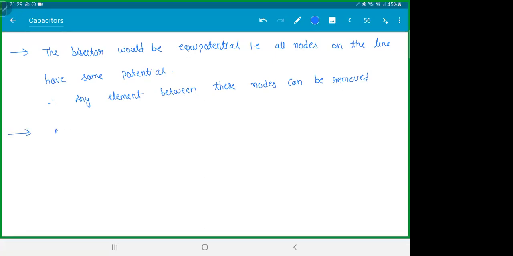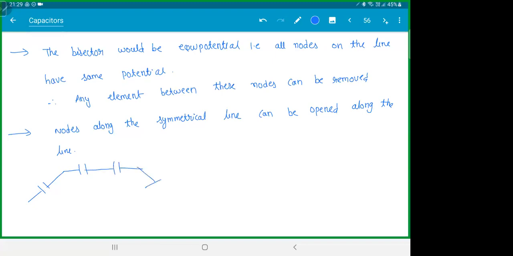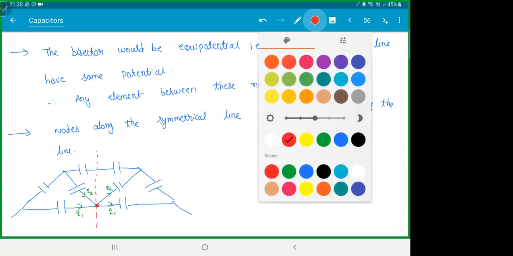Second, the nodes along the symmetrical line can be opened up along the line. What do you mean by that? In this example, because this is the symmetrical line, on the left and right everything should look identical. So if charge Q1 flows here, charge Q1 should flow here, mirror image. If Q2 flows here, then this should be Q2, mirror image. So that means this point of intersection, this node, I can open it like this.